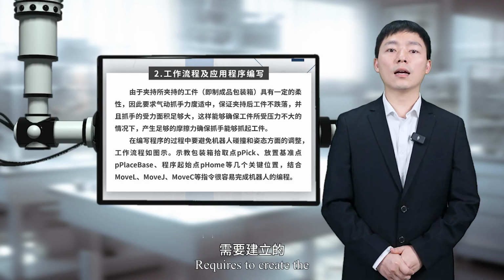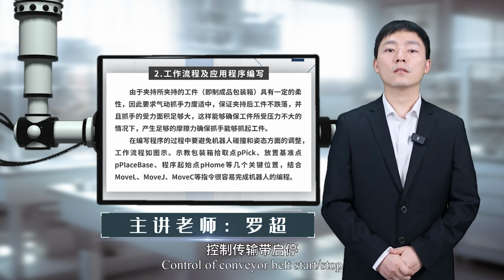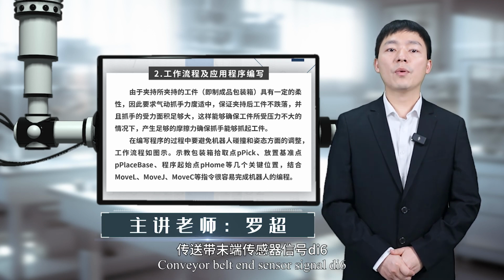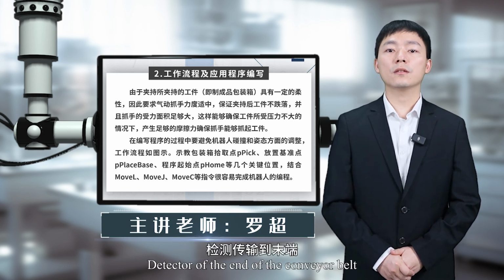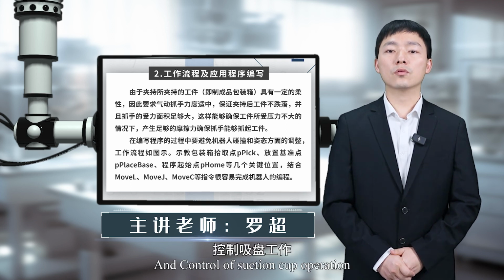Programming the robot requires creating the conveyor belt start signal DO39, control of conveyor belt start or stop, conveyor belt end sensor signal DI6, detector of the end of the conveyor belt, whether there is material, suction cup signal DO36, and control of suction cup operation.